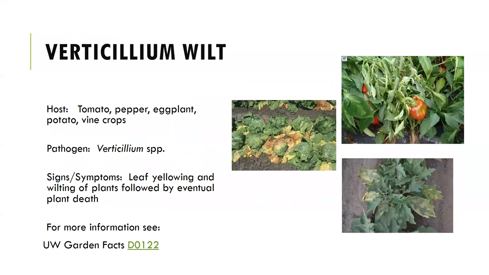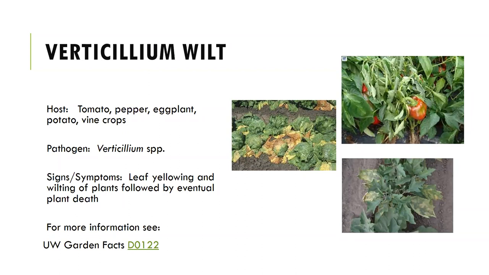The next one we'll be covering is verticillium wilt. This is typically a fatal fungal disease that can impact a wide range of plants, including vegetable crops in Wisconsin. This also can impact ornamentals, such as trees and shrubs. It's just something in the soil.